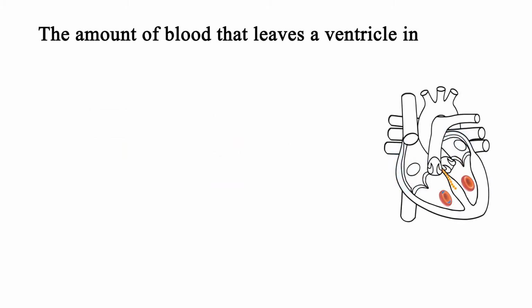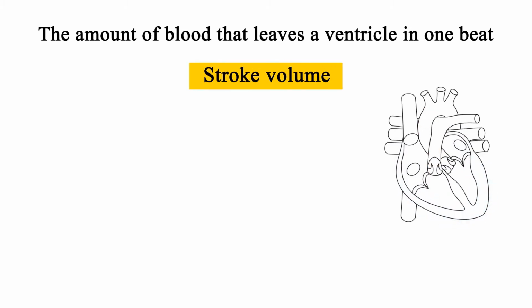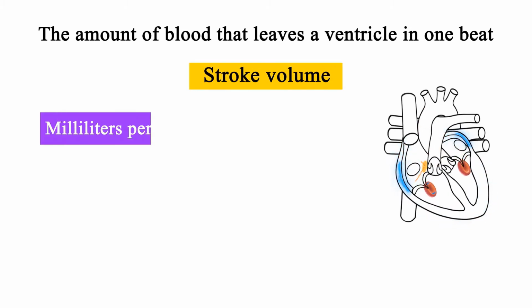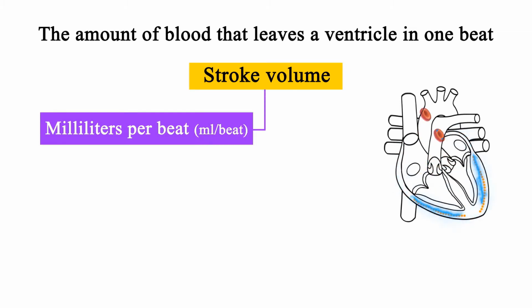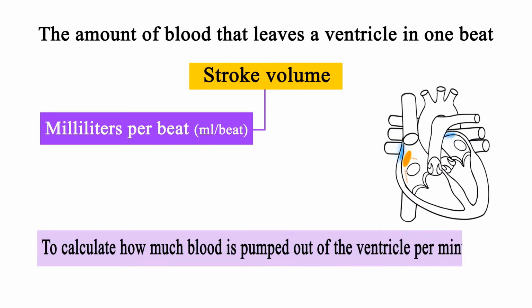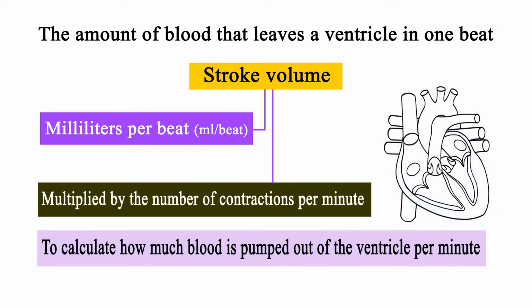The amount of blood that leaves a ventricle in one beat is known as stroke volume. Stroke volume is measured in units of milliliters per beat, ml/beat. In order to calculate how much blood is pumped out of the ventricle per minute, stroke volume must be multiplied by the number of contractions that occur per minute.